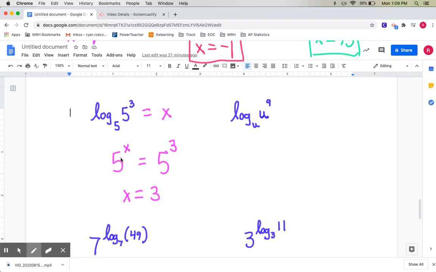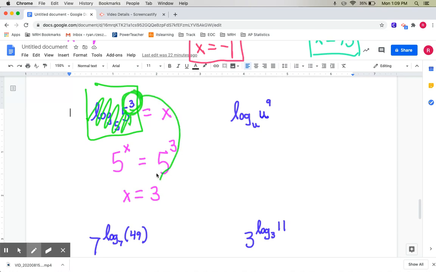So basically, what I did when I look at this log is I was basically asking, 5 to what power, because that's what it is, log is an exponent, 5 to what power makes 5 to the third? Well, 5 to what power makes 5 to the third? Clearly the answer to that is just 3. So a property of logs, if you have a base and a matching number with an exponent on the inside, you can think about it like this actually just cancels itself out. And all that's left is this number right here.